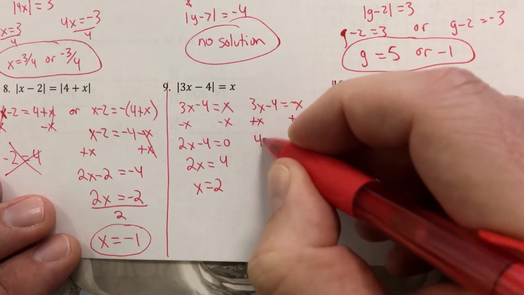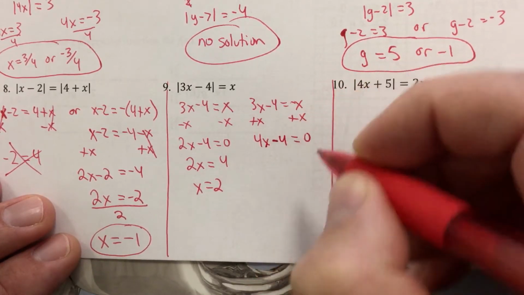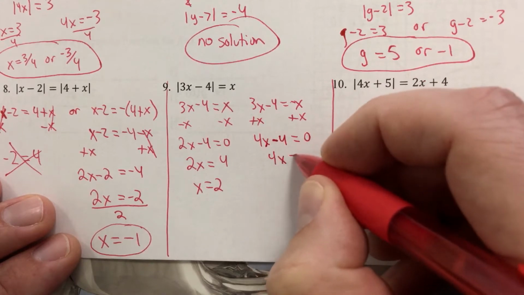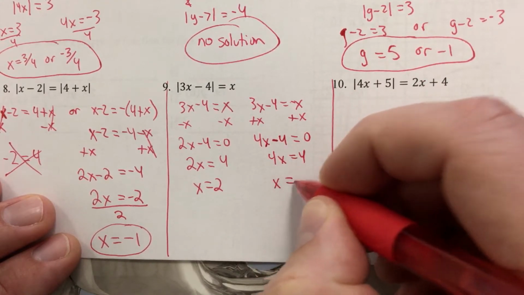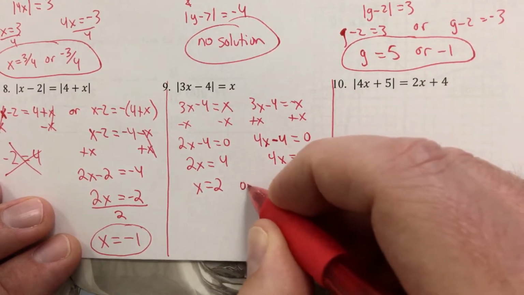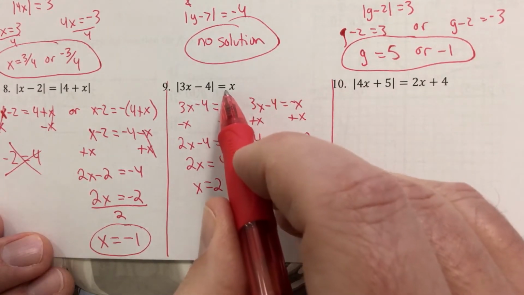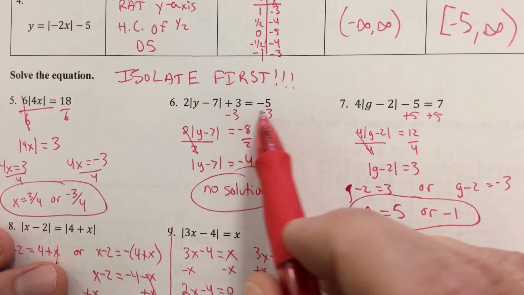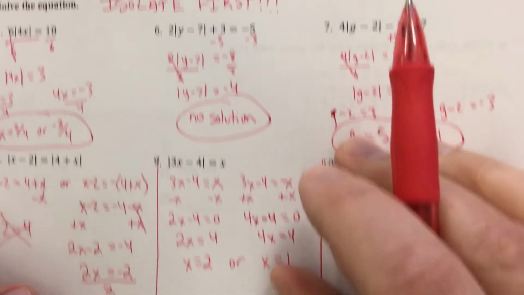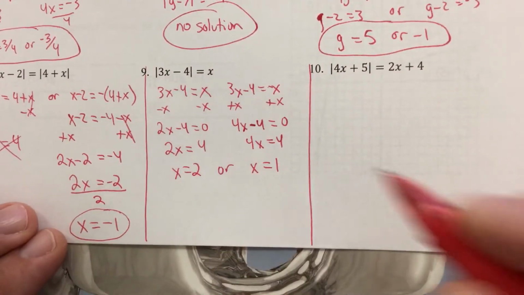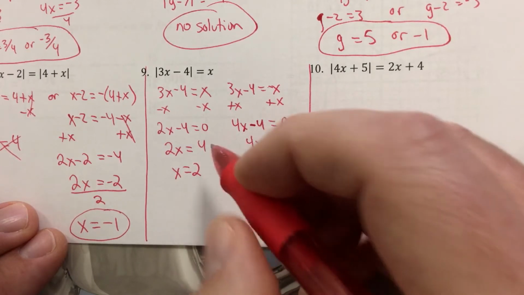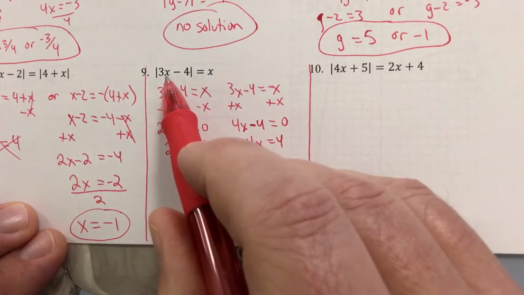Add x. 4x minus 4 equals 0 again. Add the 4 to the other side. 4x equals 4. Divide by 4. X equals 1. Now something I forgot to mention on the previous one, which I'll mention now, is I would check your answer anytime it's equal to an expression. If it's equal to a constant, I won't worry about it too much, but when it's equal to an expression, definitely check.